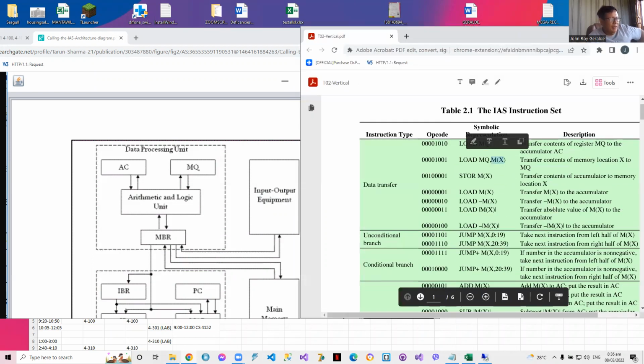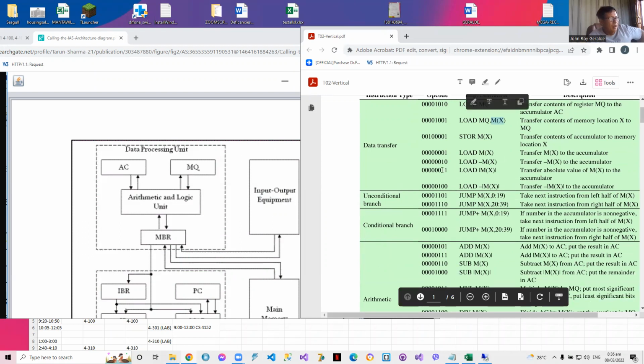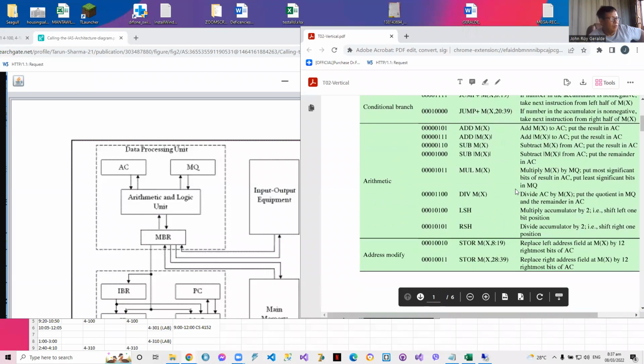Load minus MX converts MX to negative before loading it to the accumulator. Load absolute MX removes the sign of MX before loading it to the accumulator. Okay. And so on and so forth.